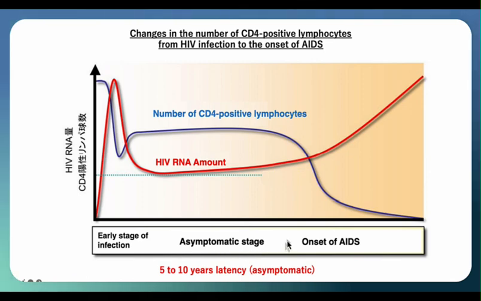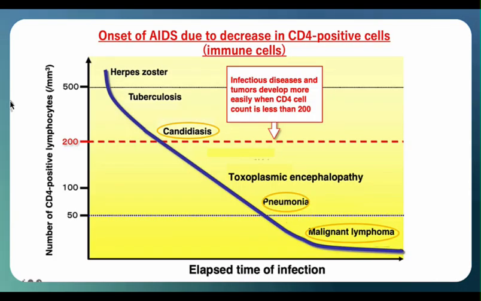Subsequently, triggered by events such as a significant change in the host's condition, HIV transcription becomes more active. As the amount of HIV increases, the number of CD4+ lymphocytes, which are the infected cells, decreases rapidly. The decrease in these cells, which play a central role in the immune response, leads to the onset of various conditions caused by immunodeficiency.